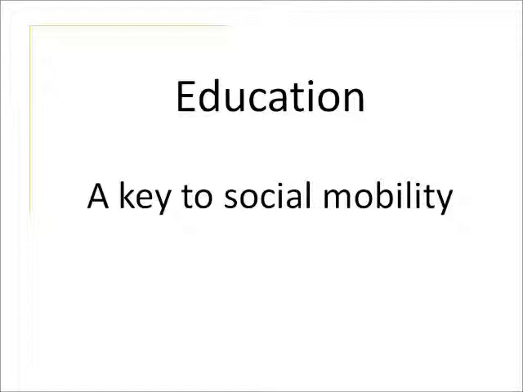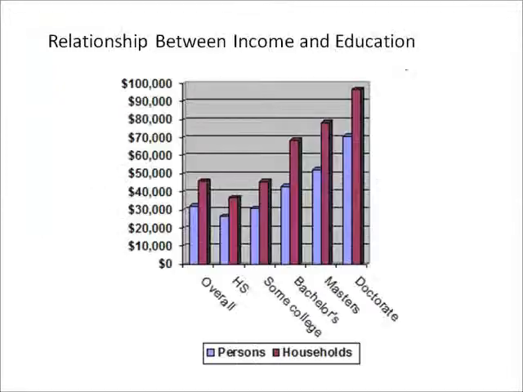Education is a key to social mobility in the United States. In general, there is a positive relationship between educational attainment and income. And although income is related to social class, social class is more than income. Social class influences our tastes and lifestyles.